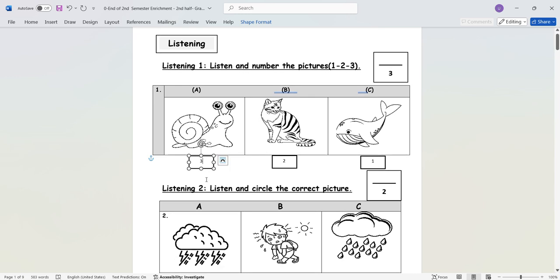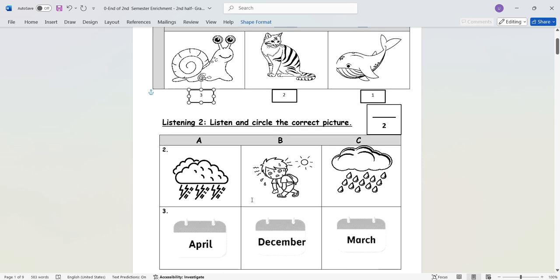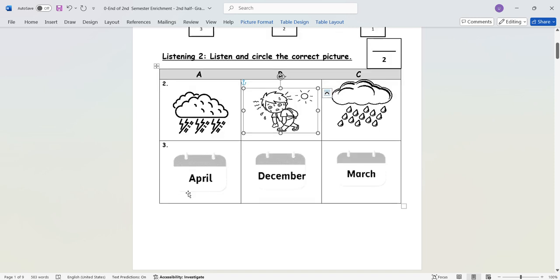Now, we move to listening number 2. Listen and circle the correct picture. Now, we have to listen, and the word we listen to, we have to put a circle around the picture. For example, number 2, sunny, sunny. Or hot, hot. So we put a circle around this picture, which is hot. Number 3, March, March. So we put a circle around the word we hear.